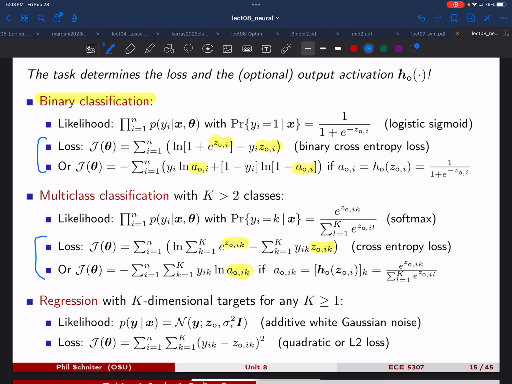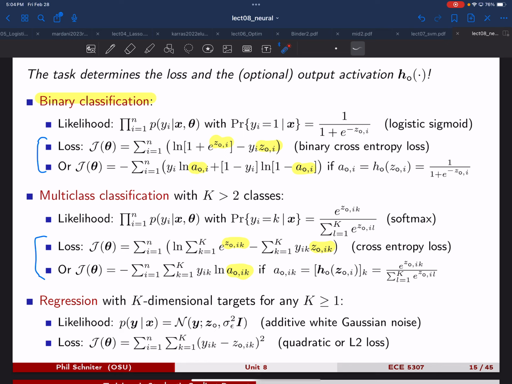Okay, and then finally for regression, the way that we derived the likelihood is we assumed that the noiseless targets were corrupted by additive white Gaussian noise, and that gave us this Gaussian likelihood, and when you take the negative log likelihood, you get a quadratic L2 loss. And that was basically how we justified using L2: it makes sense if your outputs are corrupted by additive white Gaussian noise.